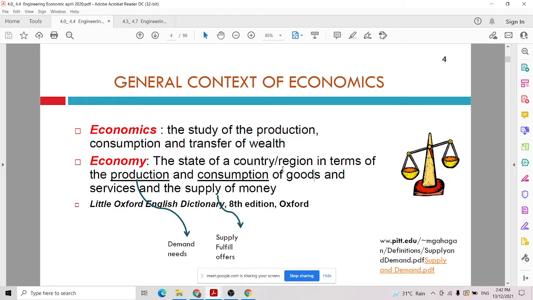Then we have the economy. Economy is the state of a country or region in terms of production and consumption of any goods being traded. When we talk about production, that comes from demand. If you have a demand, then we have the production. The consumption is to supply the demand. So that is the basic term of economics and economy.